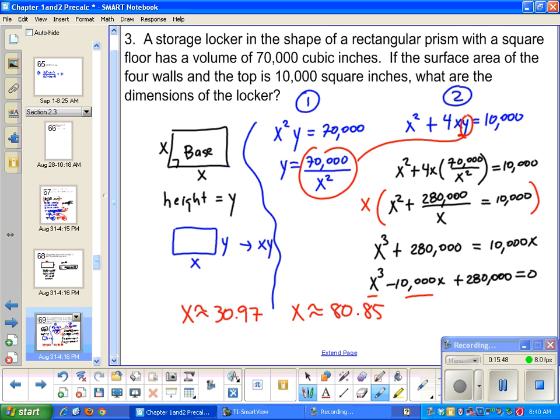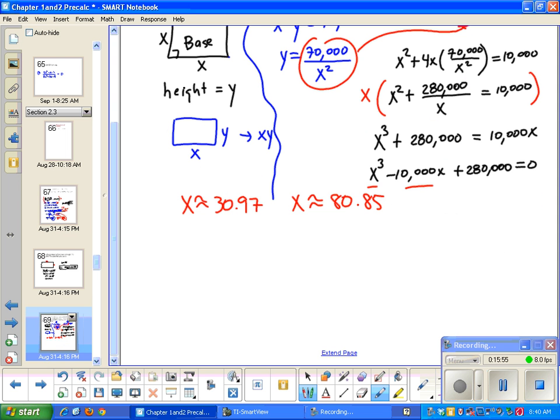Okay, so again, we're looking for what are the dimensions of the locker. So if that's 80.85, then you should be able to plug that into one of the two equations and find out what the y value is. And probably the easiest one is going to be the first equation. So you've got x squared times y is equal to the 70,000. So if you plug each of those in here, and then you found two separate ones.